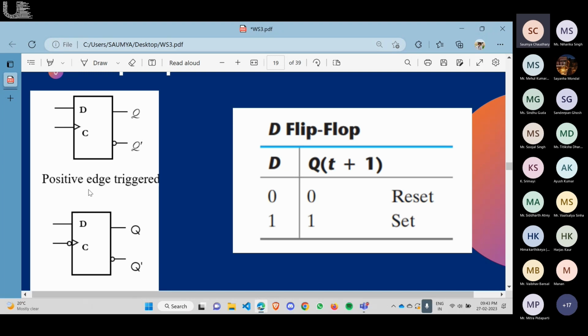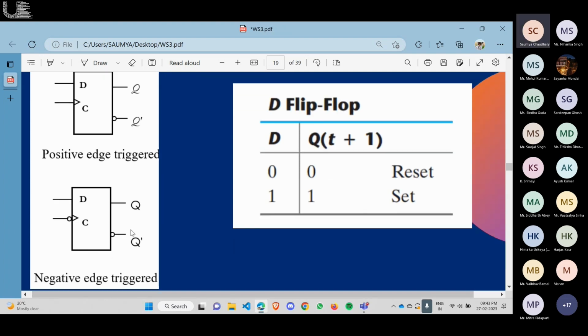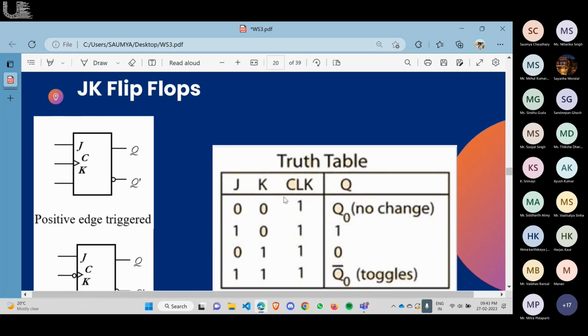If we are using positive edge triggered, the clock is going from 0 to 1, then we will get this output. If negative edge triggered, the clock is going from 1 to 0, then we will get this output.